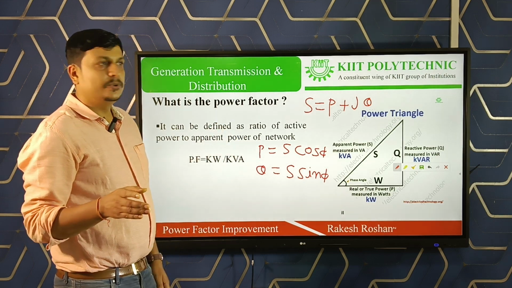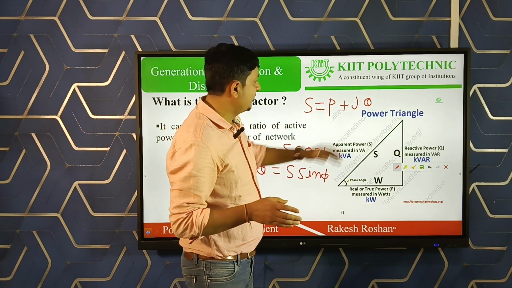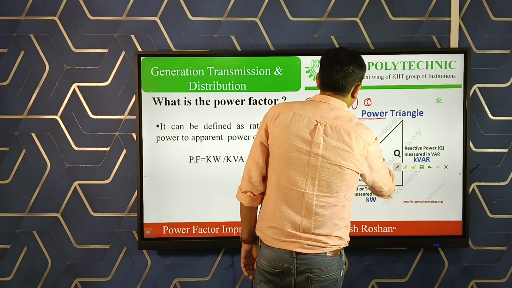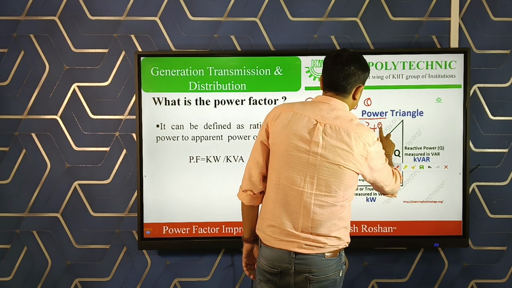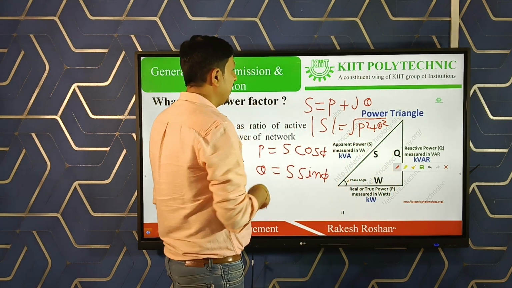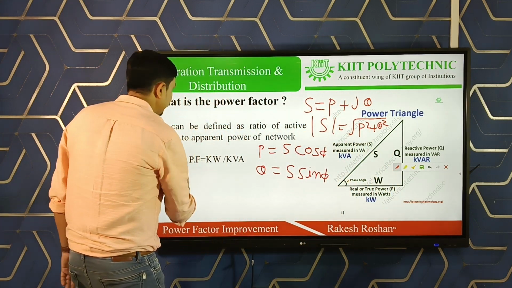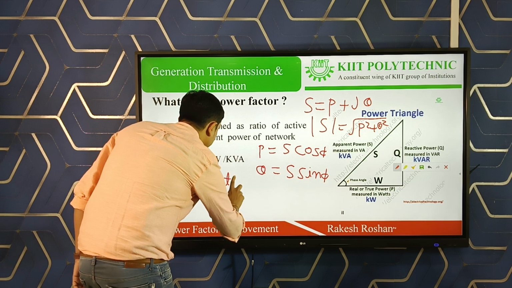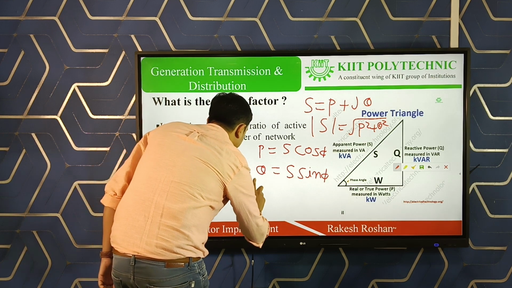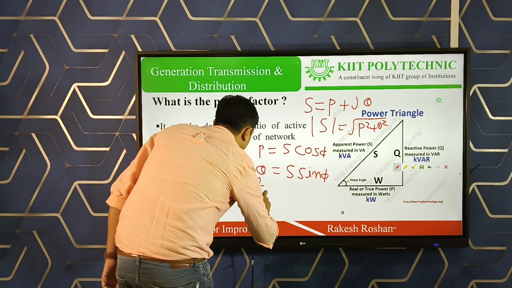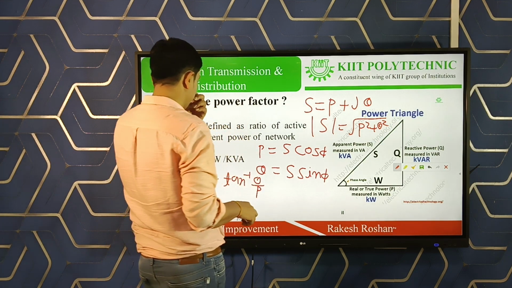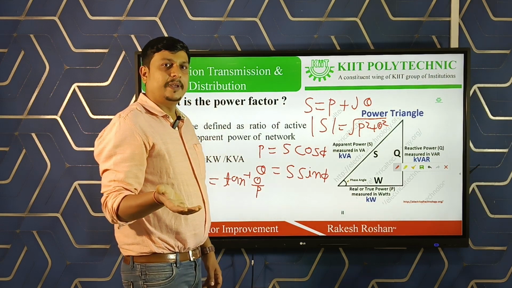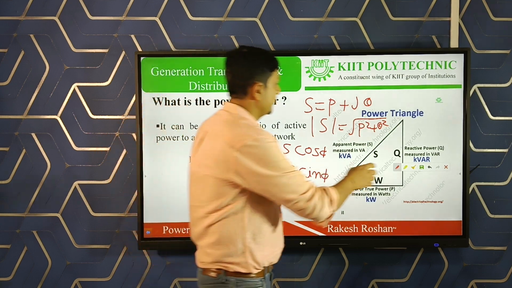Similarly, if P and Q are known, we can find S equals P plus jQ. The magnitude of S is the square root of P squared plus Q squared, and the angle phi is tan inverse of Q by P. So from S we can find P and Q, and from P and Q we can also find S.